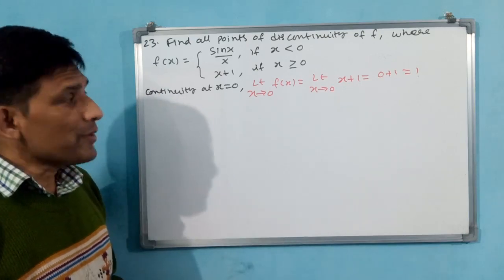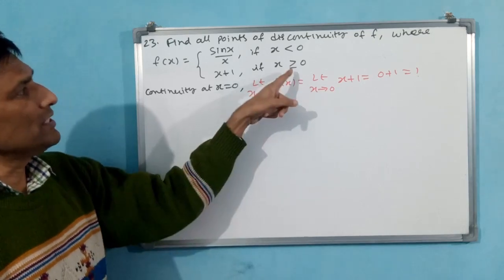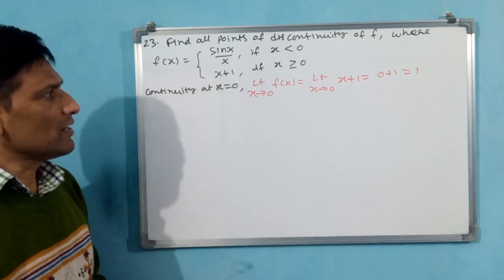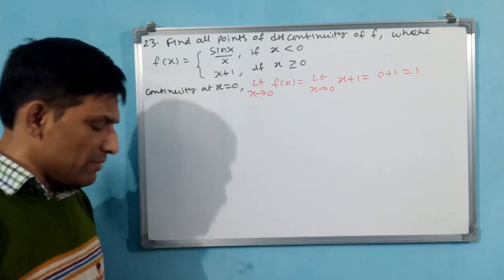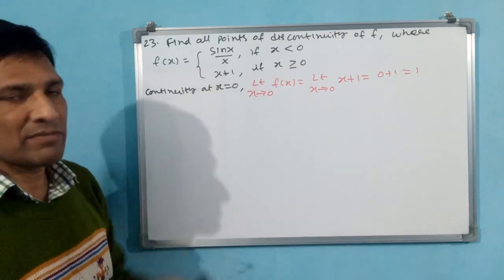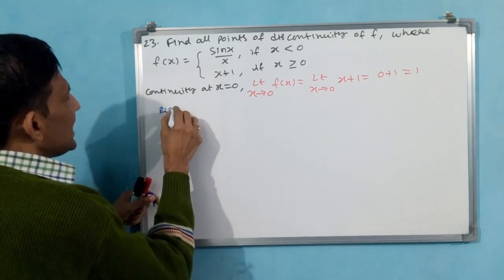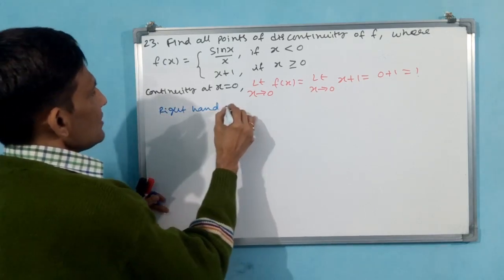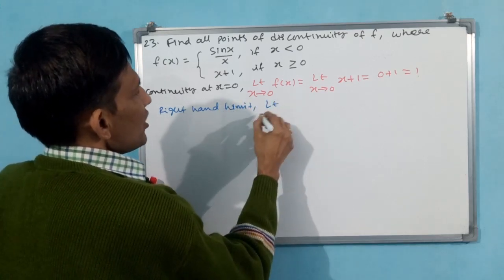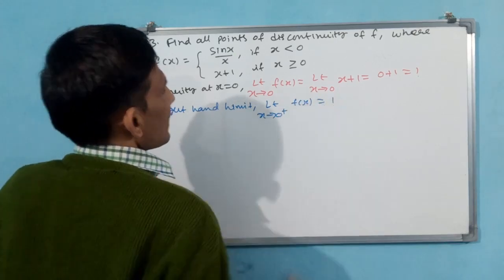Now you tell me, is it required to take the right hand limit? Why? Because for greater than 0 also, the same thing is going to happen. Not required. We can say this is the right hand limit. Right hand limit also, greater than 0, is x plus 1 only. Write down, right hand limit, limit x tends to 0 plus of f(x) is equal to 1.